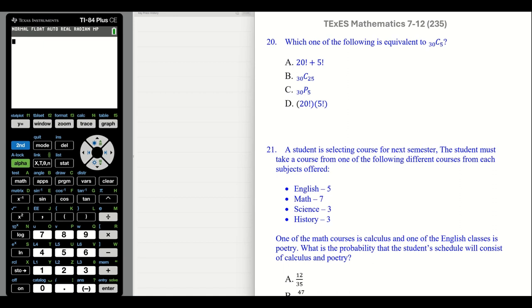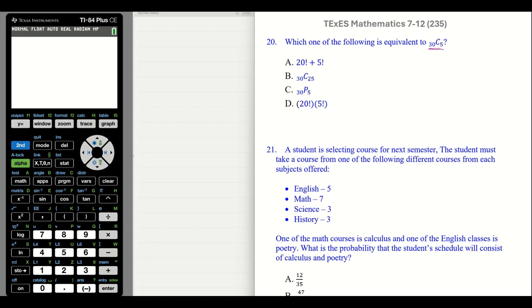Number 20, which one of the following is equivalent to 30C5? Okay, this is kind of a trick question, and we can test this by simply putting this in our calculator. They want to see if we know the properties of our combinations. So let's put all these things in, but I already know the answer. I see it. First off, I doubt it has to do with the probability.